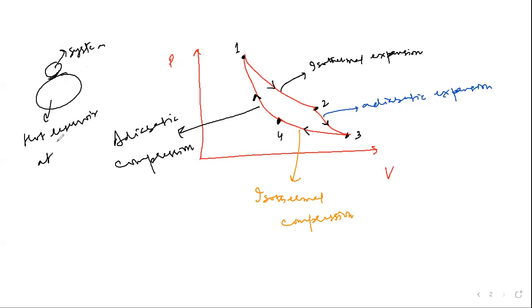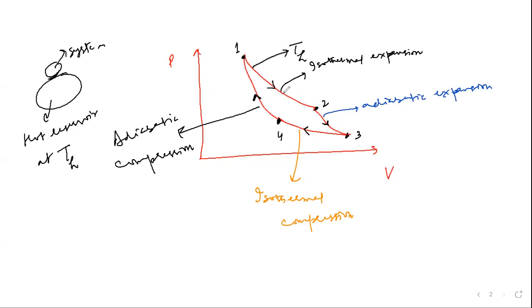It will have temperature, so hot reservoir at temperature TH. So from point 1 to point 2, my system, my gas undergoes first an isothermal expansion. So throughout this, the temperature of the system is TH, same as the temperature of the hot reservoir. Since it is an isotherm, the system is in thermal contact with the hot reservoir.